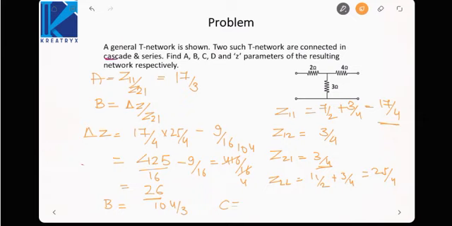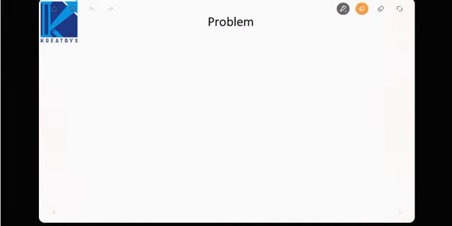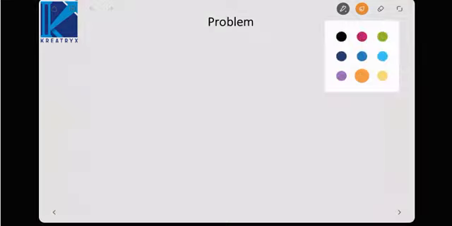What about C? C is 1 by Z21, that is 4 by 3. D, it is Z22 by Z21, that is 25 by 3. So these will be the ABCD parameters of your network. And now we have to connect this network in series. If you connect this network in series, then how you will make the connection?